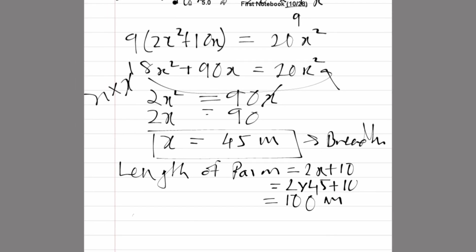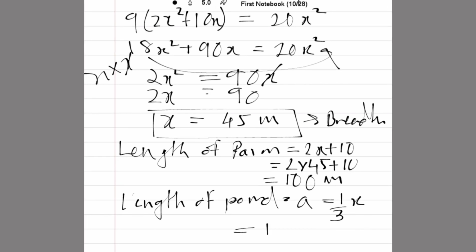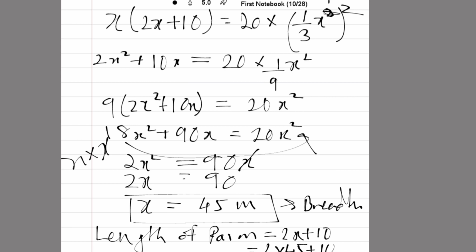And the next thing is we have to find the length of the pond. So we have assumed it a, so length of the pond, suppose we say is equal to a is equal to 1 by 3x, right? And we will substitute the value of x. We will get it as 1 by 3 into 45. So 3 15s is 45. So 15 meters. So length of the pond is 15 meters, and we got our answers, right? So we have found the length and breadth of the farm as well as the pond, right?